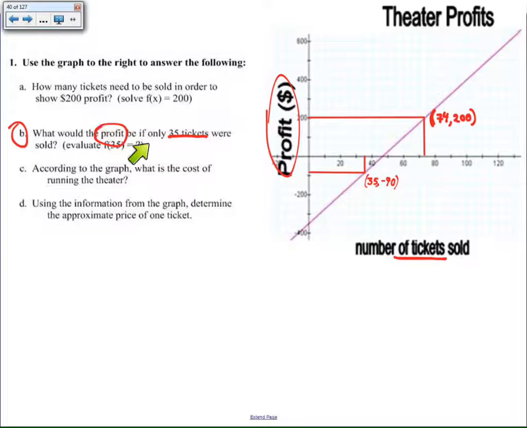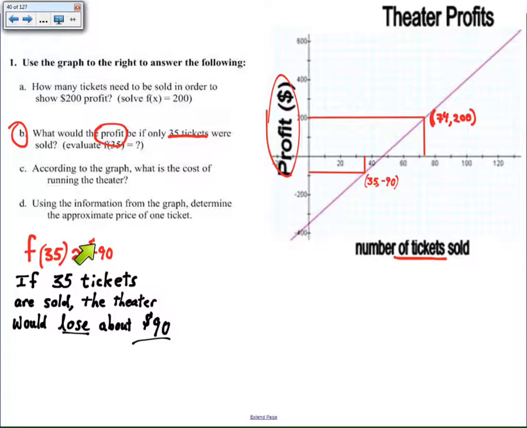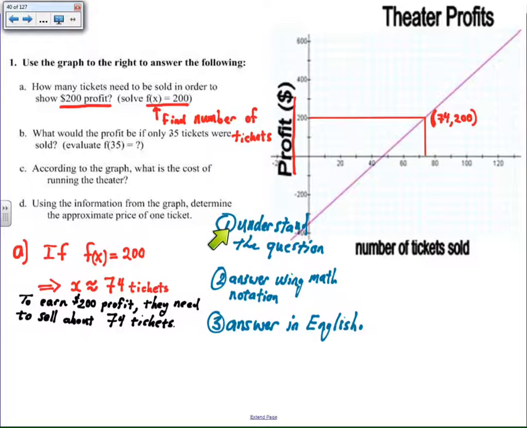So that's the thinking, understanding the question, trying to get the answer. Now I need to write it out. First of all, I say f of 35 equals approximately, there's a squiggle equals, it's approximately negative $90. We don't usually say negative $90. What we say is a loss. So my translation into English is if 35 tickets are sold, the theater would lose about $90. Notice this is positive because I said the word lose, where this says negative $90 in math language much more efficiently. Just prove to me that you know. So once again, just go back to an earlier thing. We understand the question, mark out what we're thinking, then we answer using math notation and answer in English. So we have the exact same format here.